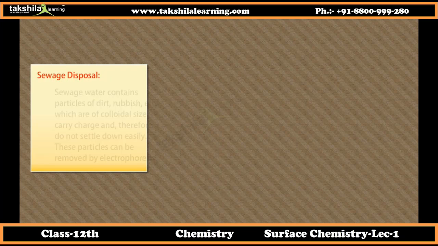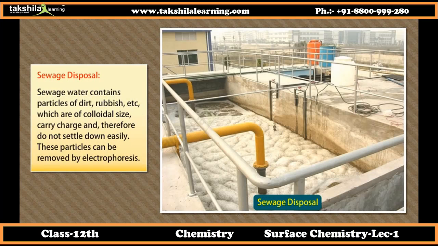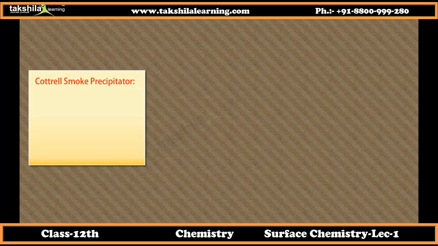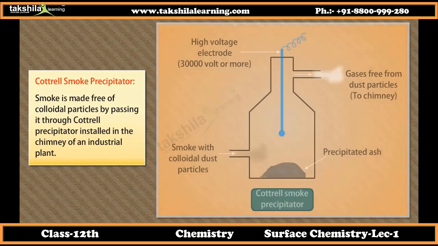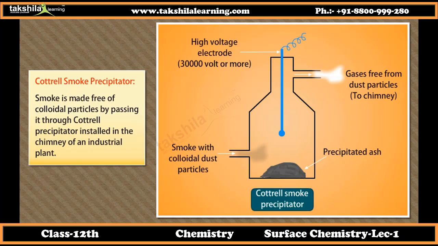Sewage disposal. Sewage water contains particles of dirt, rubbish, etc., which are of colloidal size, carry charge, and therefore do not settle down easily. These particles can be removed by electrophoresis. Cottrell smoke precipitator: smoke is made free of colloidal particles by passing it through a Cottrell precipitator installed in the chimney of an industrial plant.